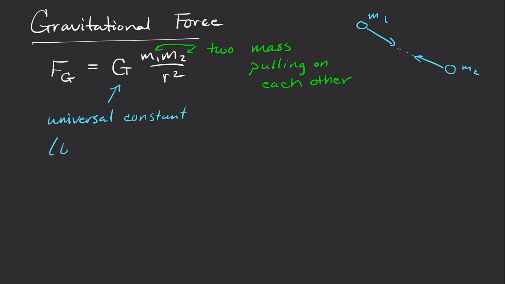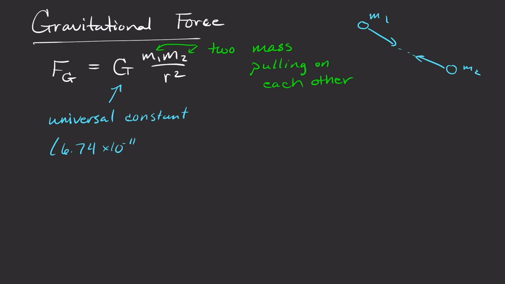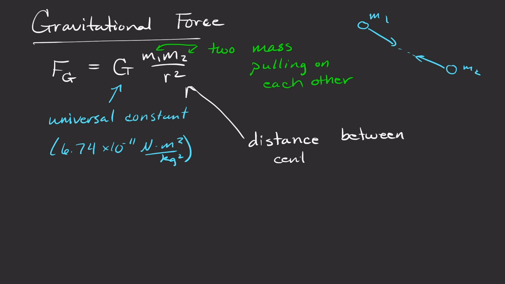Okay, big G, this is just a universal constant. So it's equal to 6.74, I believe, times 10 to the minus 11. You may have to look that up. Newton meters squared per kilogram squared. Okay, and then this R is just the distance between the centers of the two masses, m1 and m2. Okay.